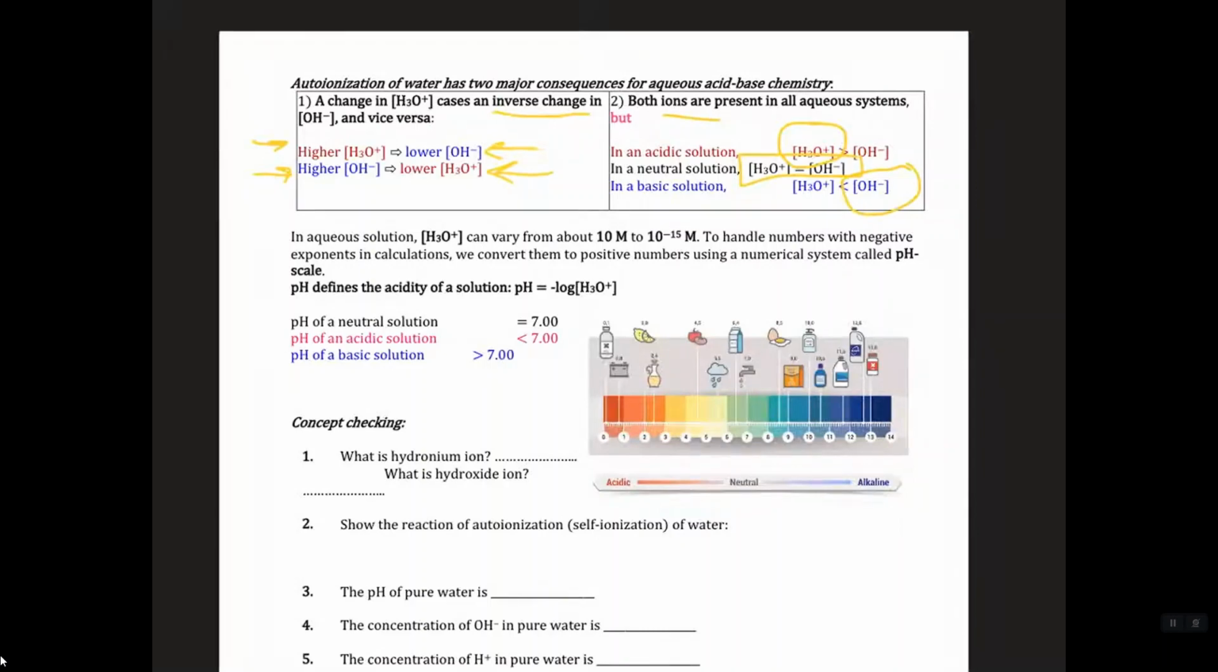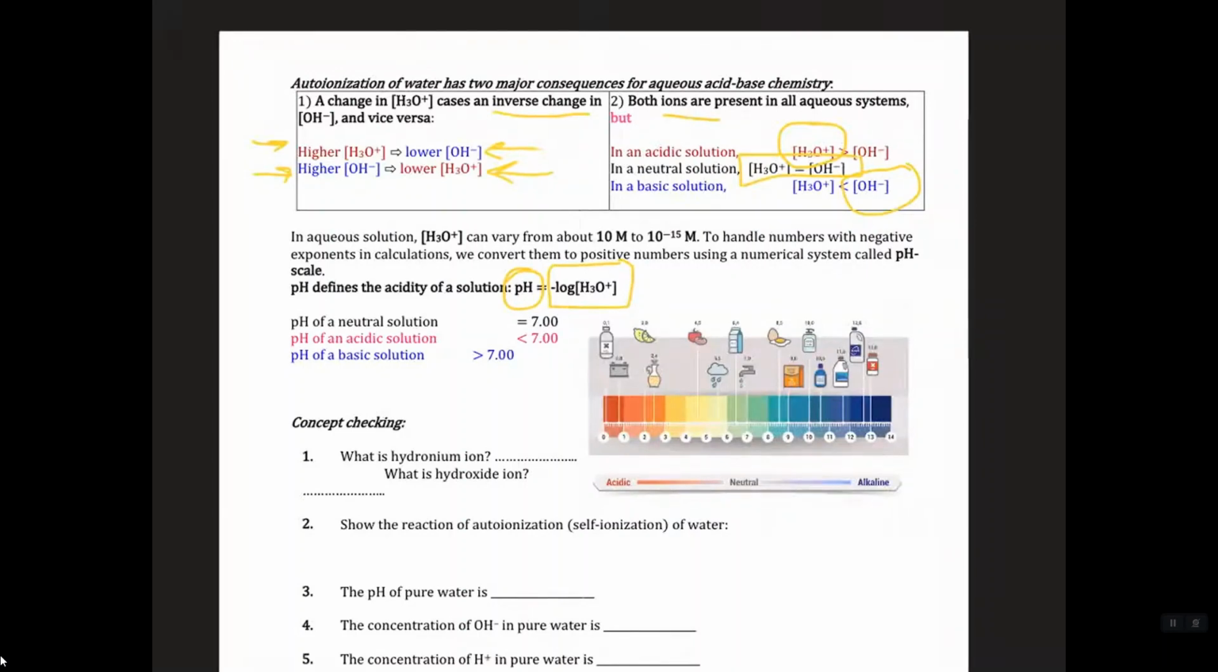Because dealing with concentrations as small as 10 to the negative 7 or 10 to the negative 2 or 10 to the negative 14 and so on is inconvenient, scientists came up with a way of doing it. They decided to use a negative logarithm of this concentration. So if you take the negative log of the concentration of hydronium ion, that would be pH. So when we refer to pH, we really are talking about how many hydronium ions you have in the solution.